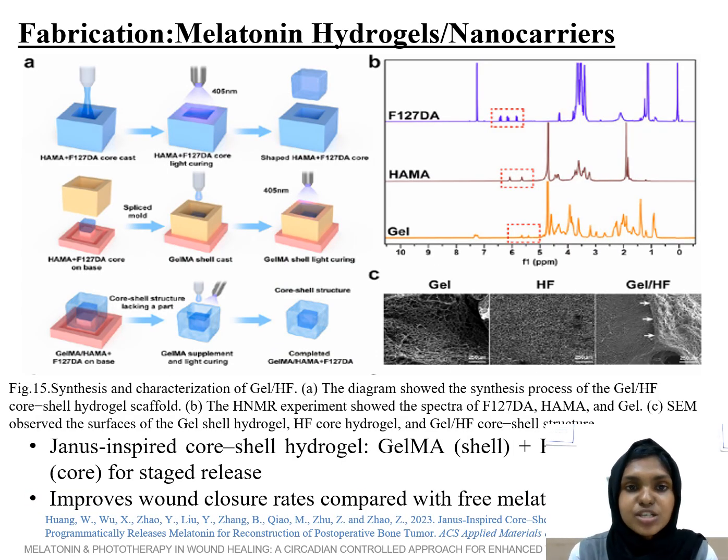Then this is the fabrication of a melatonin hydrogel nanocarrier. As we can see, it is a Janus-inspired core-shell hydrogel. It improves wound closure rates compared with free melatonin delivery. That means first a gel is molded in a molding cast. Then after it is molded, it is put into another mold and produces small compartments for storing the melatonin. This is the spectrum graph showing how melatonin gel works in the wound.